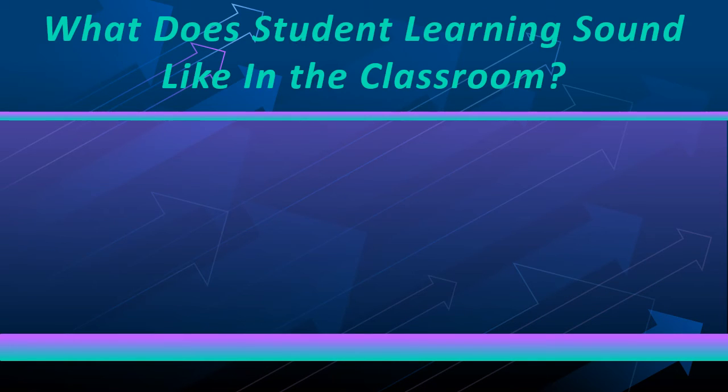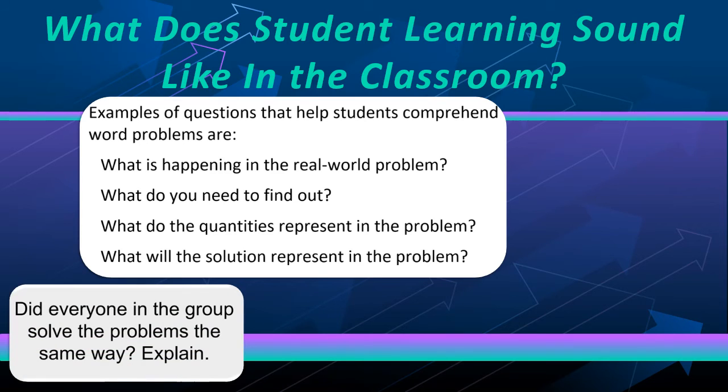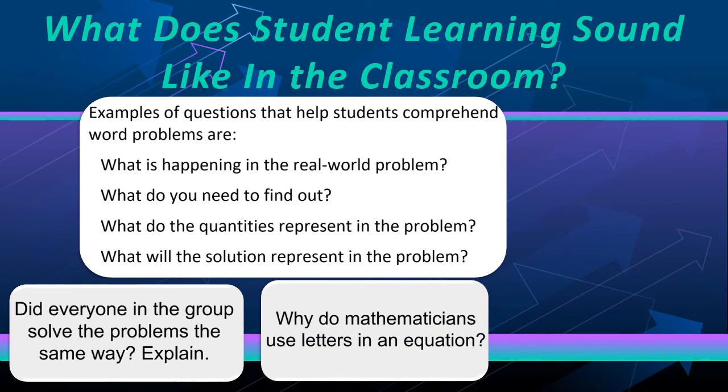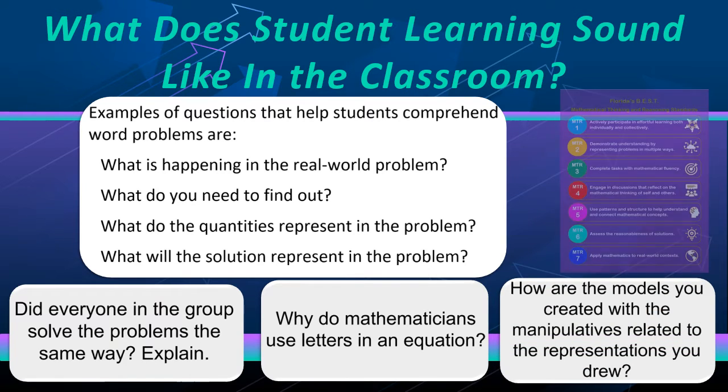What will student learning sound like in the classroom? Here are some great questions to help students focus on the context of the problem. We want them to be thinking about what is happening in the problem, what they need to find out, and when they are writing their equation, what those numbers represent from the problem. We can also ask questions that help students see that there are different ways to problem solve, and also focusing on that unknown using a letter in the equation. These questions will help students focus on MTR 2 and 7.